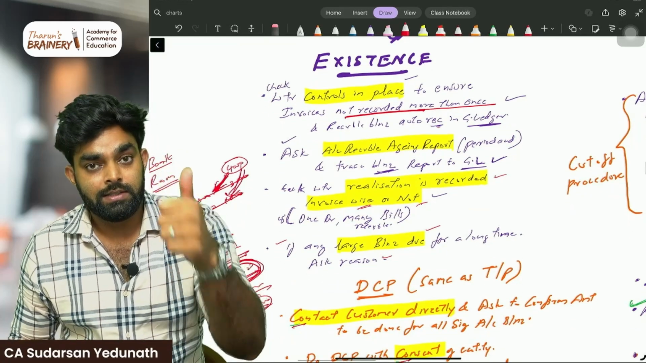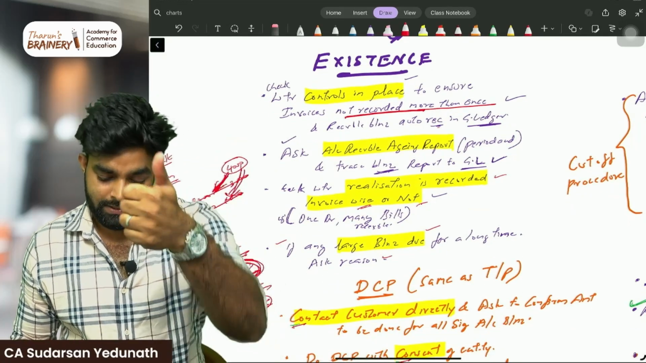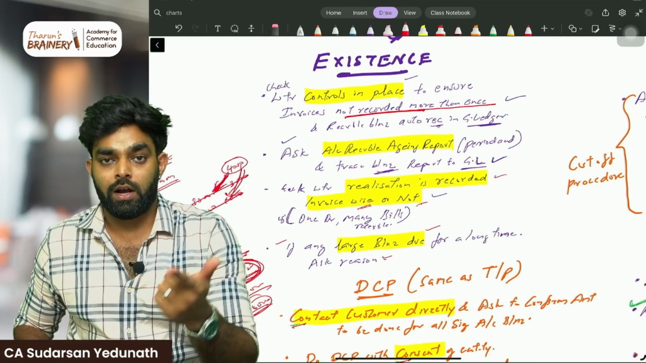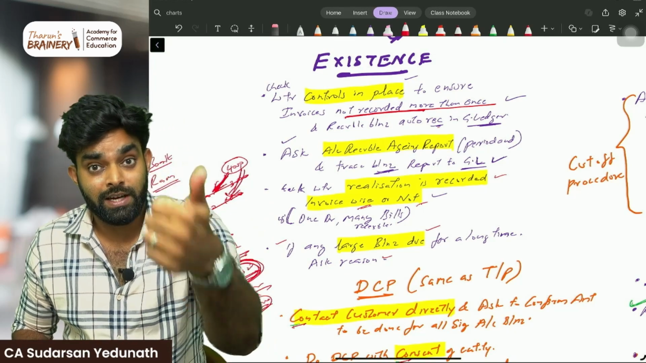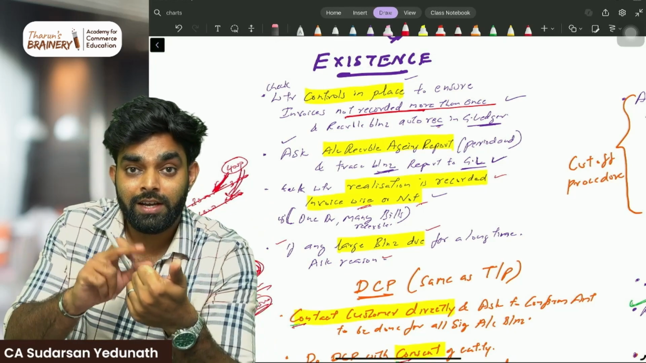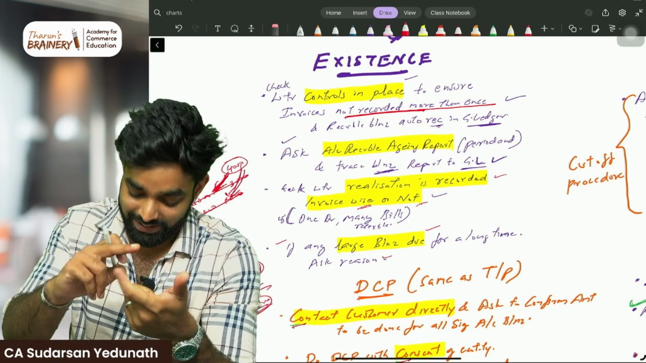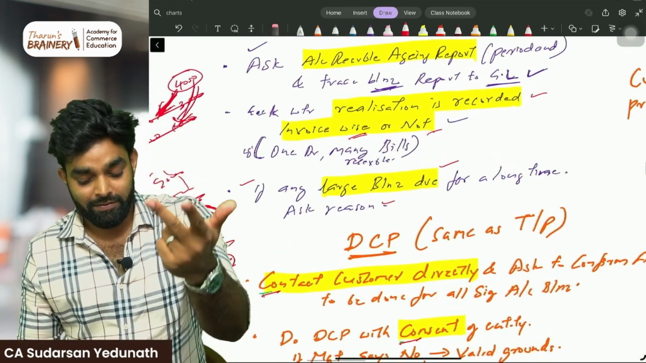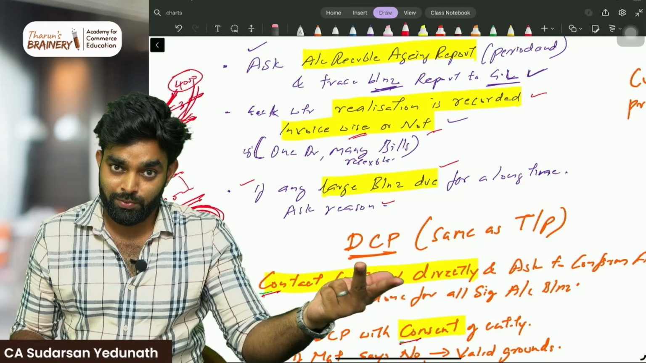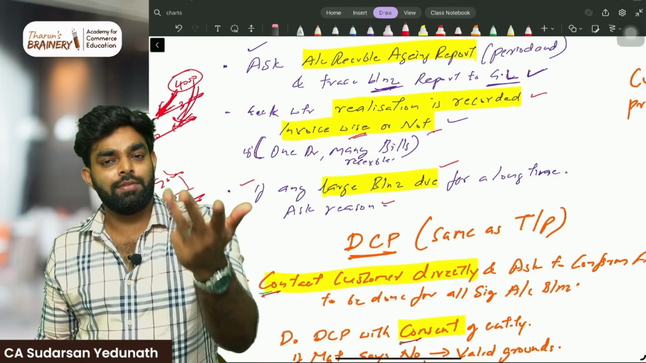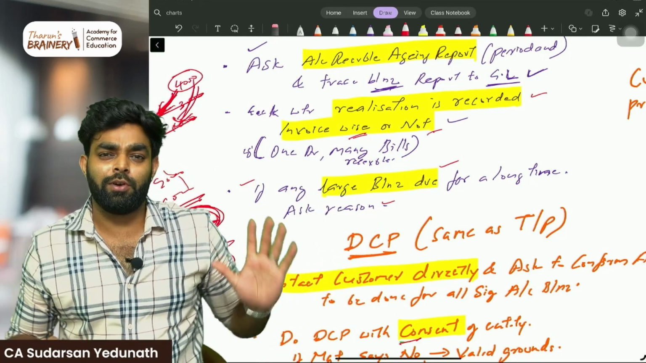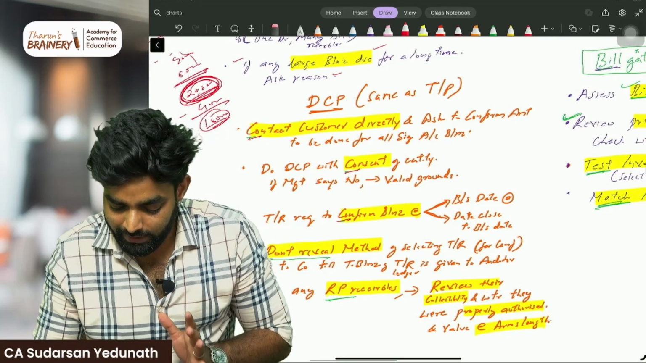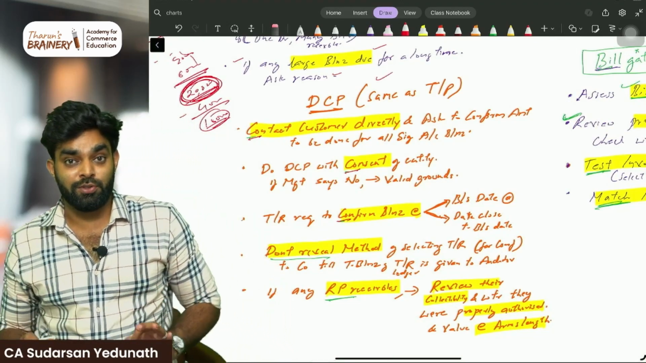First, see whether controls are in place. Second, for accounts receivable, see whether controls are in place to ensure invoices are not recorded more than once. Ask the management for the accounts receivable aging report. That is the second point. Next, check whether the realization is recorded invoice wise or not. Then if there are any large balances due, ask the management for the reason. Simple as that. Then the next is the direct confirmation procedure.